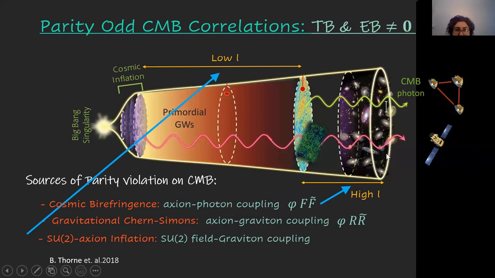Another interesting thing about the scenario is that because parity is broken in inflation, now we have parity odd correlations of CMB, which otherwise would be zero. A famous scenario in which we will have parity odd correlations on CMB is cosmic birefringence. I think you may have heard about it, and that's basically when the photon, the electromagnetic force, is also coupled to an axion. It is different from this scenario. So now the photon is coupled to an axion.